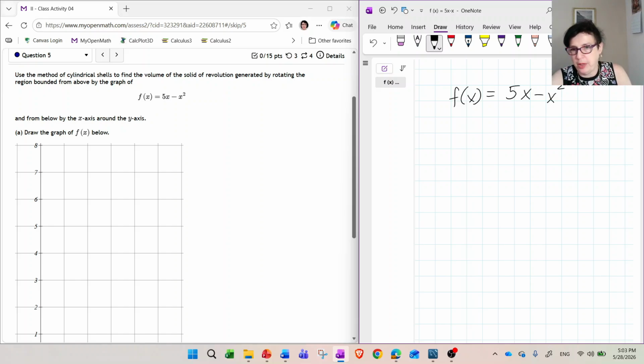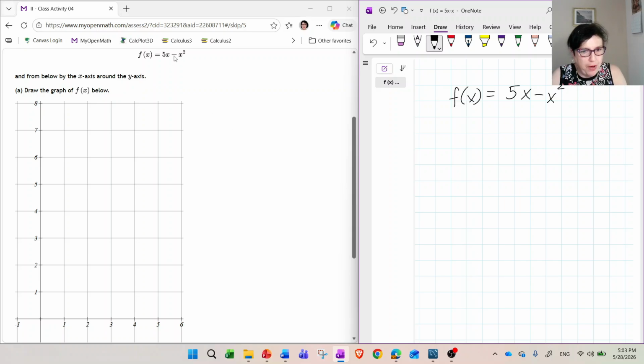And especially for even more complicated cases where, imagine this was something like 5x squared minus x cubed. That's a cubic polynomial, right? And trying to solve that for x in terms of y is pretty difficult. Instead, what they're doing is a different type of slicing. It's not a disk slicing, it's a cylinder slicing, but I'm going to explain it in a second. But first, let's just draw the region.